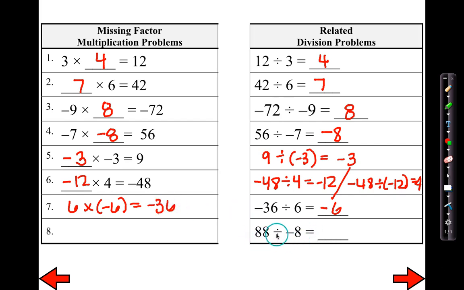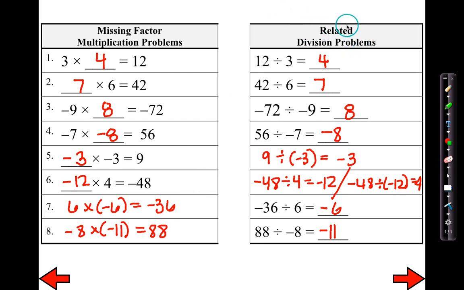Now here, 88 divided by negative 8 is what? Well, what times a negative gives you positive? I'm going to have to use a negative. So what times negative 8 would be 88? Well, it should be negative 11. Let's check. Negative 11 times negative 8, is that 88? Yes. So as a multiplication problem, I could have written negative 8 times negative 11 is 88.